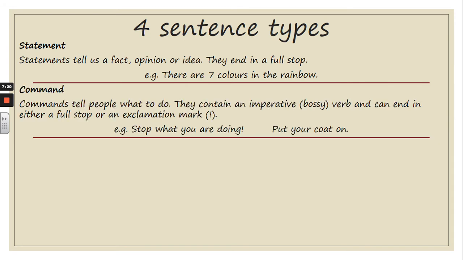The next one is a command. Commands tell people what to do. So they contain an imperative verb, which we call a bossy verb. It's the word which tells you what to do. And it can end in either a full stop or an exclamation mark, depending on what that sentence is. So stop what you're doing. Stop would be my bossy verb, because that's what you are being asked to do. And that one could use an exclamation mark because you might shout that. Put your coat on would be another example. So put would be your bossy verb there because you're telling someone to do something again.